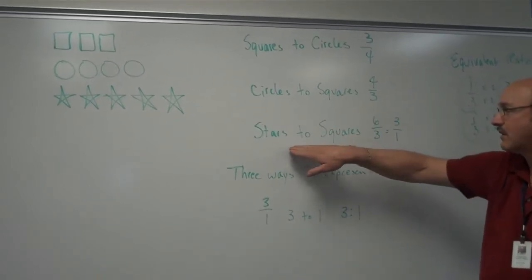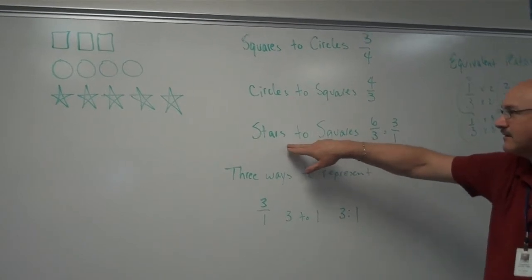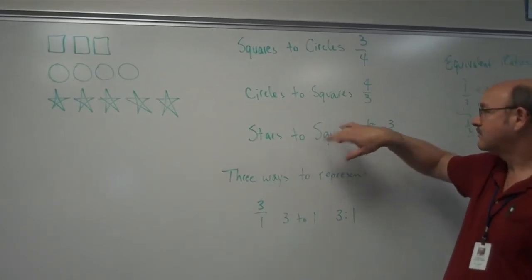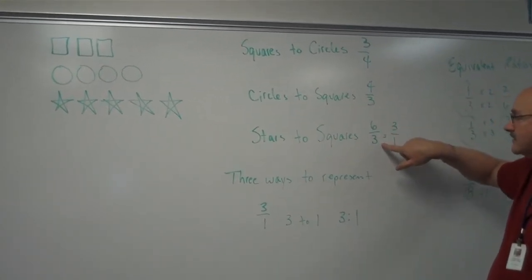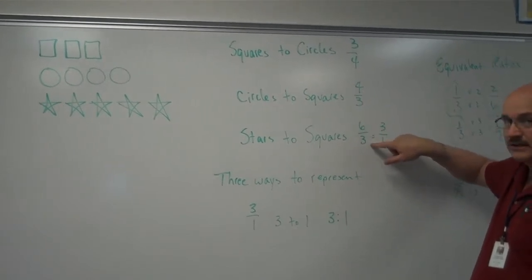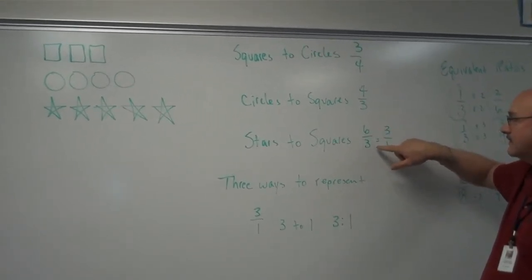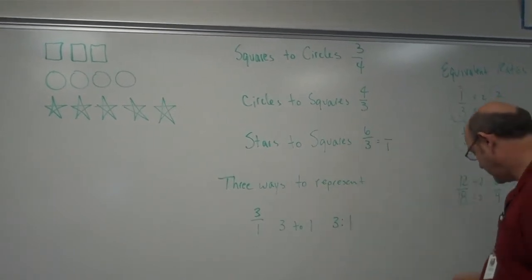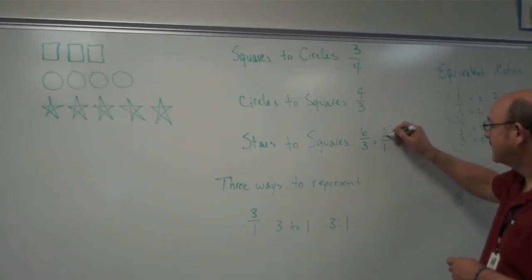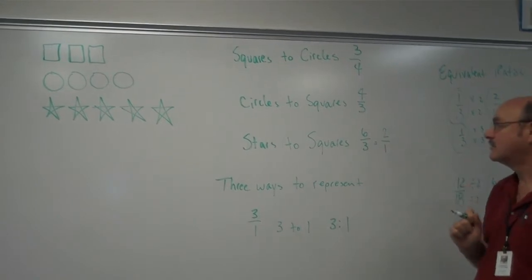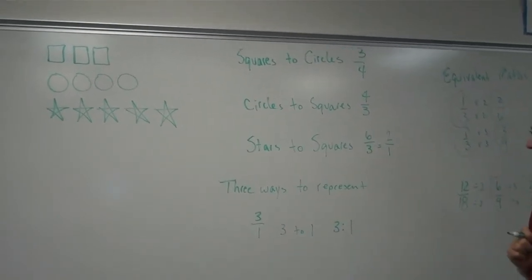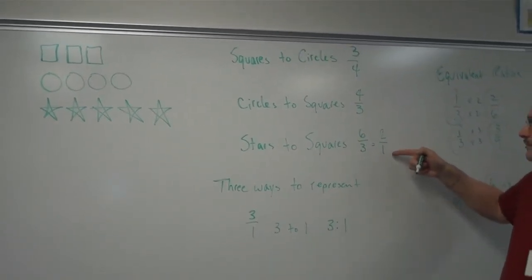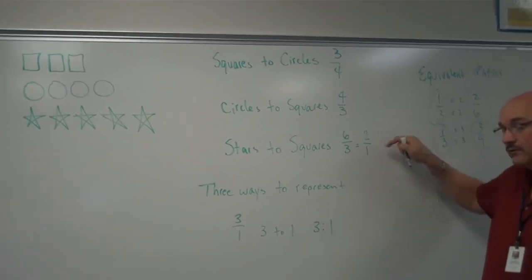What if we said stars to squares? We asked for stars first, that's 6. Squares is 3, 6/3. Now we can reduce this by dividing 6 by 3. Mr. George made a mistake. 6 by 3 is 2 and 3 by 3 is 1. So we're at 2/1. That's where we would leave it.